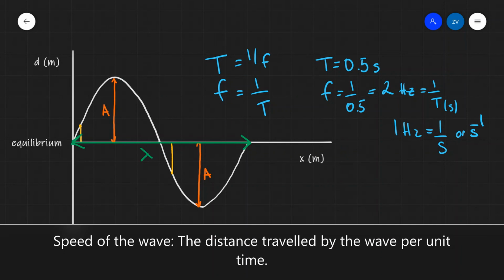And finally, we're going to define the speed of the wave, which is normally given the symbol v, as the distance traveled by the wave per unit time.